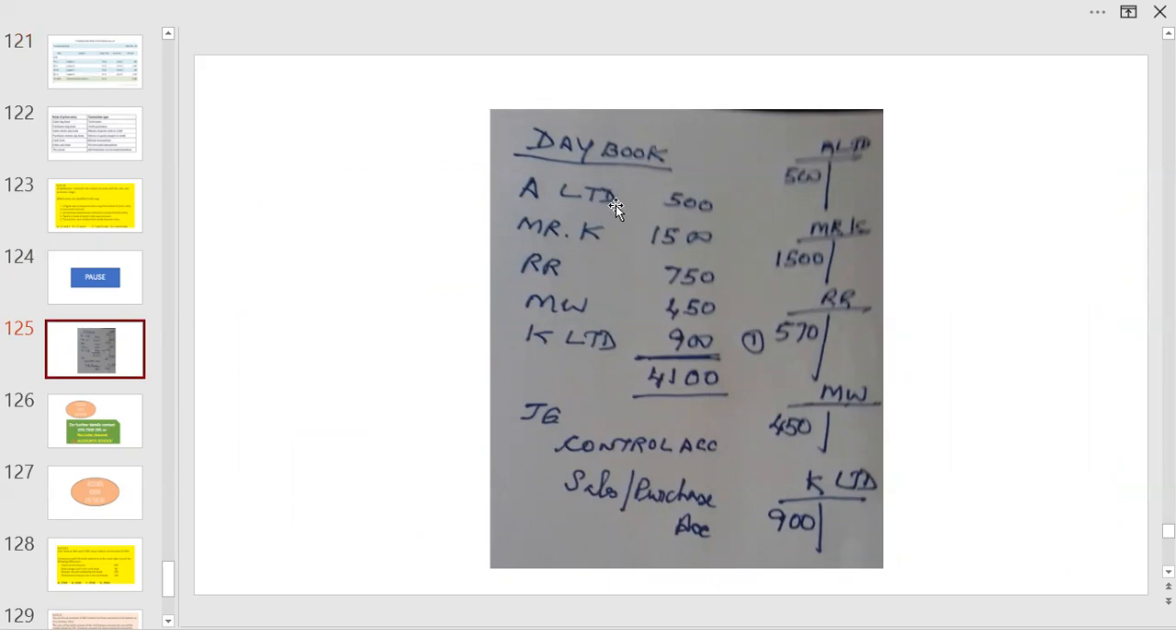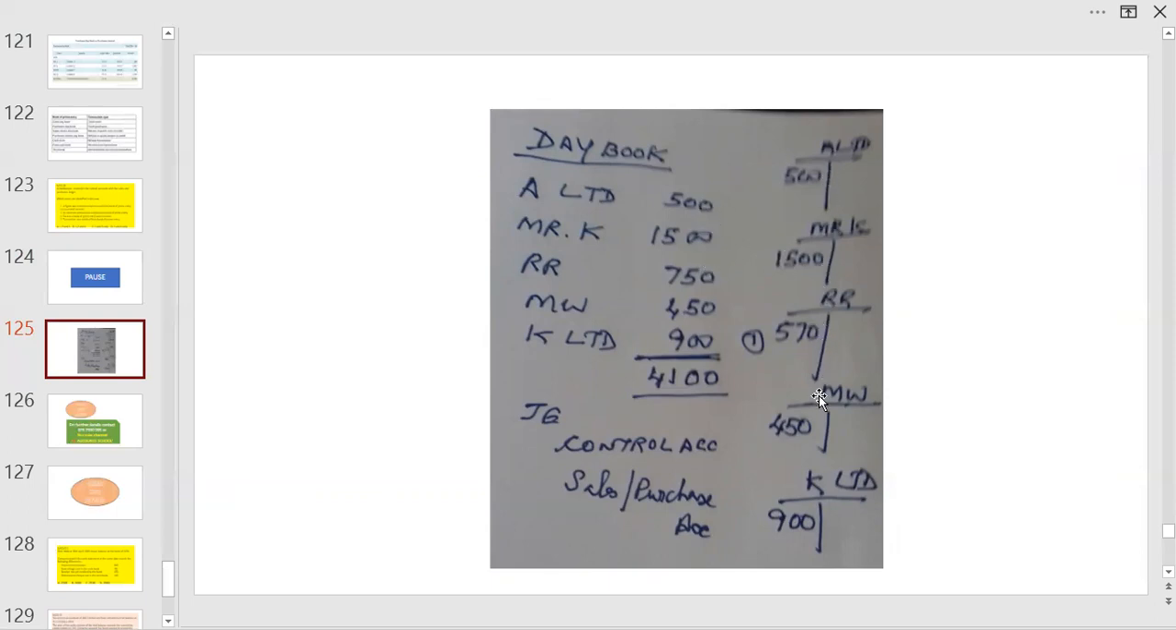Say now there are 5 personal accounts given here. Say if it is a sales day book, these are debtors. The names of debtors, it is total, as we explained to you, from this sales control account, or the debtors control account will be debited, sales account will be credited with this 4,100. So the same amounts are entered in individual accounts in the debtors ledger or a sales control ledger, say 500, 1,500.